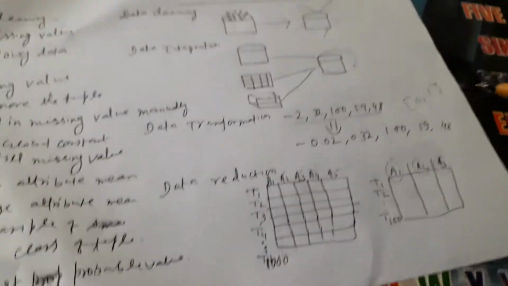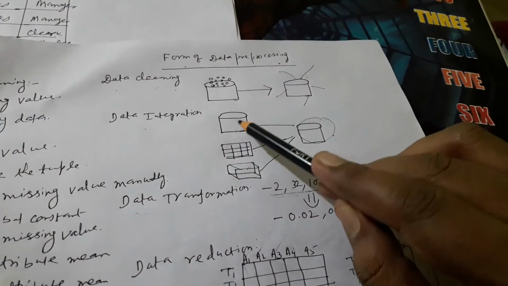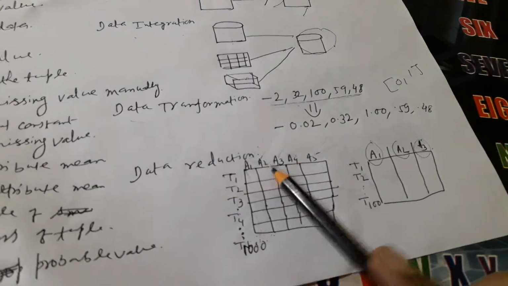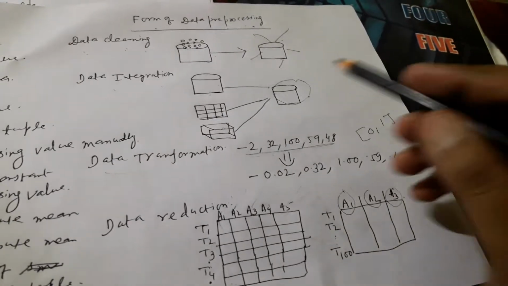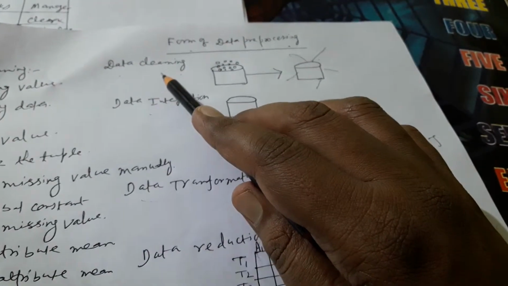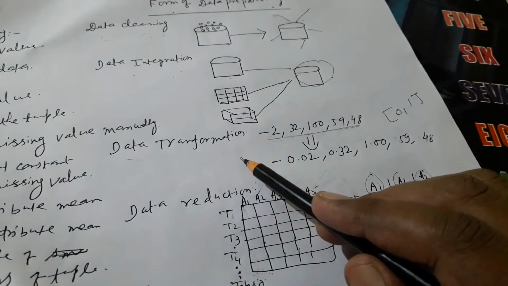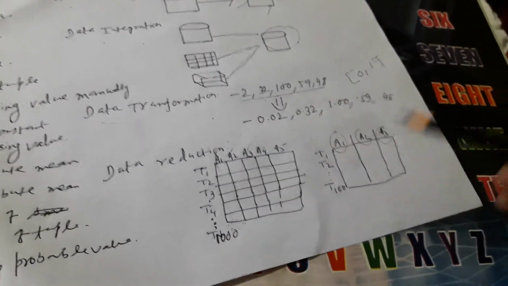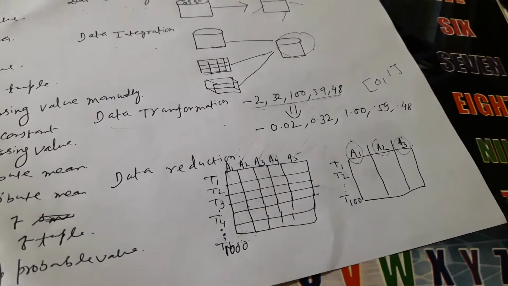So whatever I have discussed till now, you can see that the data is in clean format, integrated format, transformed format, and also in the form of reduction. So in the next video I am going to discuss what is the meaning of data cleaning, data integration, data transformation, and data reduction, and what techniques we can apply to reduce the data into the proper format.